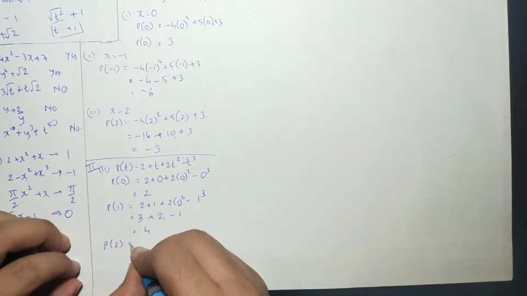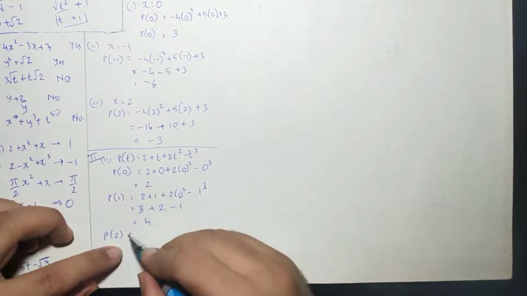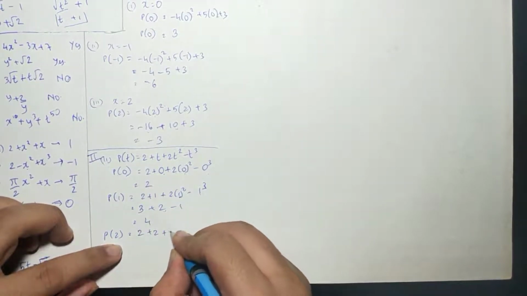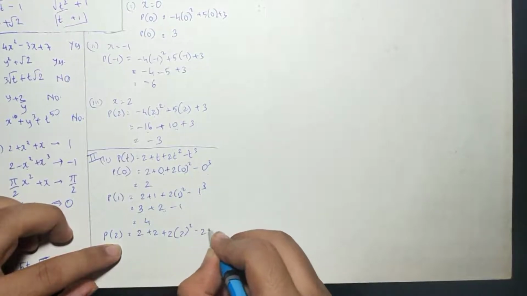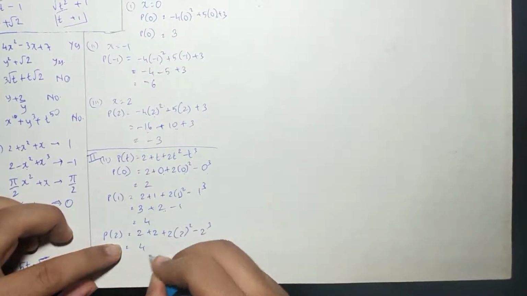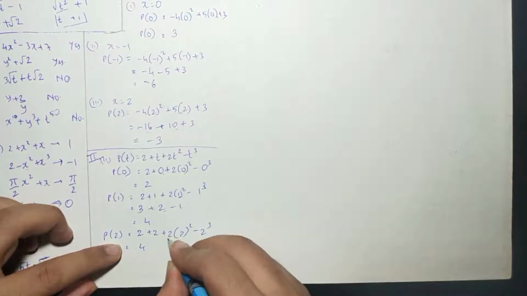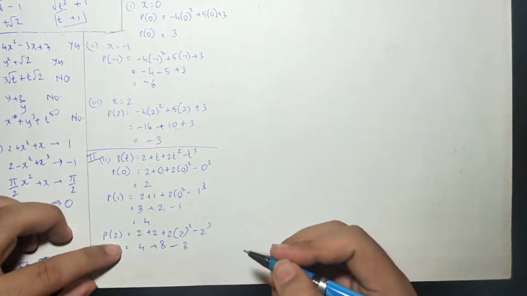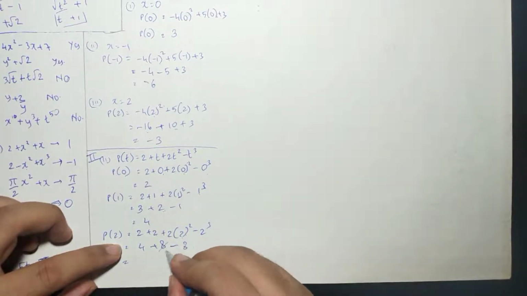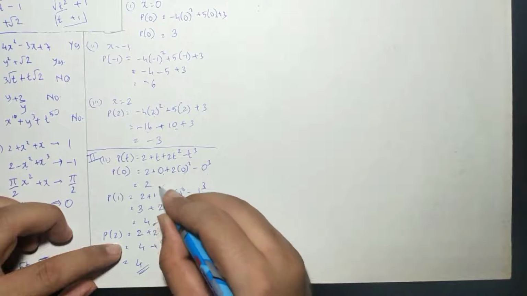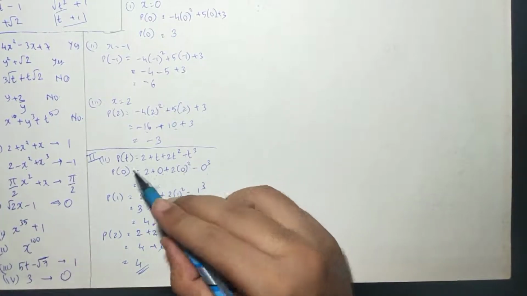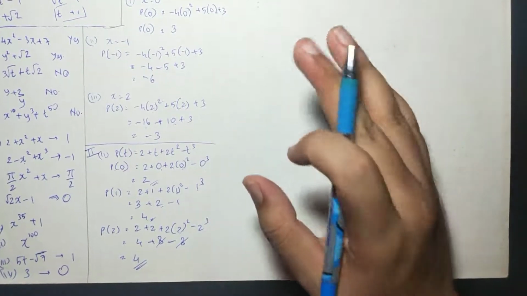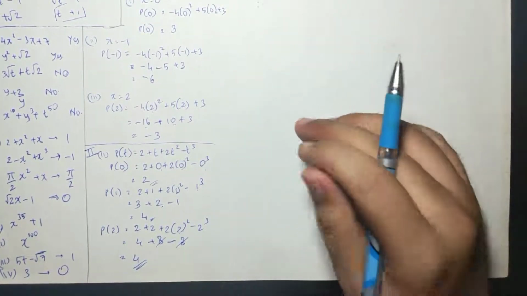Again, you have to find p of 2. P of 2 means we have to substitute the value of t as 2. So 2 plus 2 into 2 square minus 2 cube. 2 plus 2 is 4. Here 2 square is 4, and 4 into 2 is 8. Minus 2 cube equals 8. This will cancel out. The answer will be 4. So for the given polynomial, I have to find p of 0, p of 1 and p of 2 respectively. Likewise, there are 3 more sums, so do them by yourself.